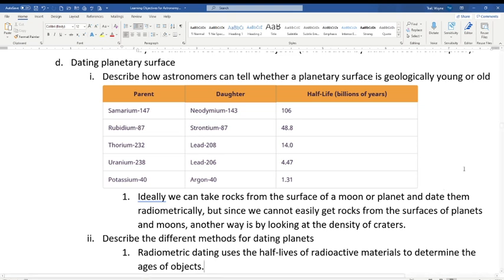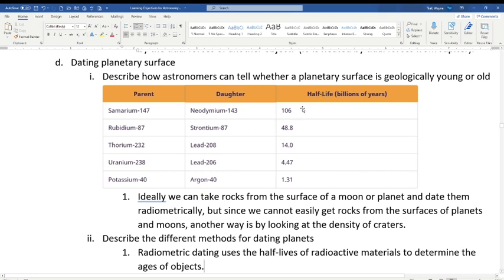One way we age rocks or surfaces is with what's called radiometric dating. It's where radioactive materials decay into a different product. These are all elements in the periodic table you might not have heard of: samarium, rubidium, thorium, uranium, and potassium. You've probably heard of uranium and potassium. Samarium decays into neodymium, rubidium decays into strontium, thorium decays into lead, uranium decays into lead, and potassium decays into argon. You probably heard of the last few of those.